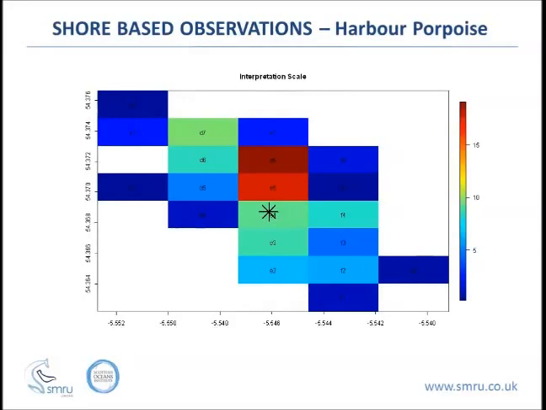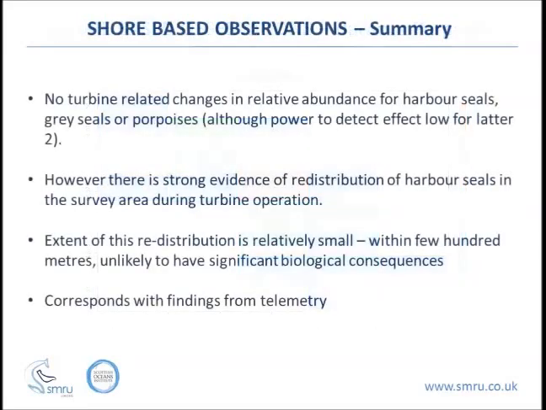which was relatively encouraging. So the next slide just summarises the conclusions from those data sets. No turbine-related changes in relative abundance for harbour seals, grey seals or porpoises. The actual sightings rates for grey seals or porpoises were much lower than those for harbour seals, so the power to actually detect changes was relatively low. And we have seen strong evidence of redistribution of harbour seals in the survey area during operation. The extent of it is relatively small, and it's unlikely to have major significant biological consequences. And this corresponds with what we've seen from the telemetry studies, which I'm going to go on and discuss now.